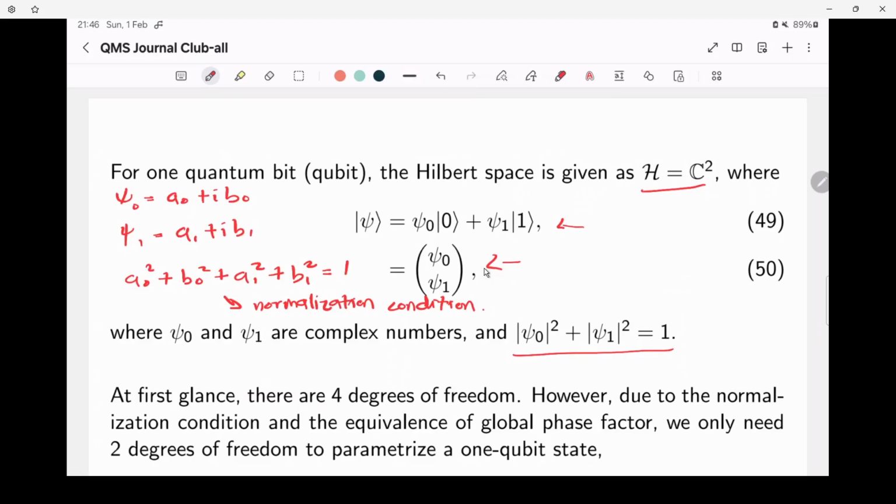So because of this equation, initially you have 4 real parameters, or we can sometimes call this degrees of freedom. Initially you have 4, but now because of your normalization condition, you minus 1. You can also minus another degree of freedom because of your global phase factor.